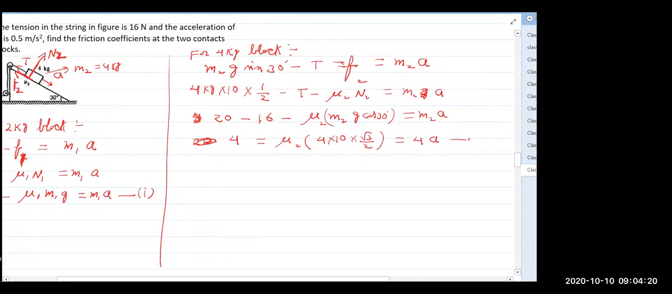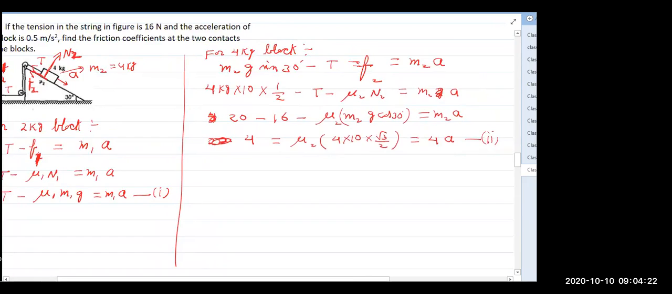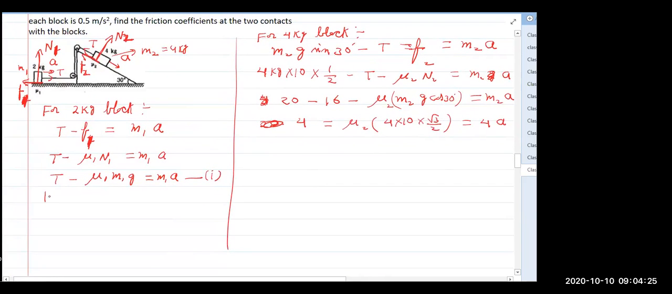So we can put all the values. See, if you put in the first one, tension is 16. Mu1 we have to find. M1 is how much? 2 kg. G is 10, M1 is 2 kg and acceleration is 0.5. So directly we can find. So this is 16 and this will be 1. So 16 minus 1 equal to 20 mu1. Okay, so mu1 is coming 15 by 20. So that is 0.75. Okay.